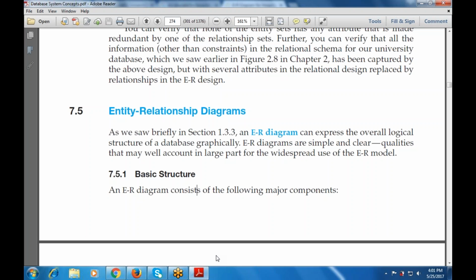This can express the overall logical structure of a database graphically, and ER models are simple and clear. These qualities may well account in large part for the widespread use of ER models. That means whenever we use the entity relationship model, it can express the overall logical structure of a database graphically, and these diagrams are simple and clear.